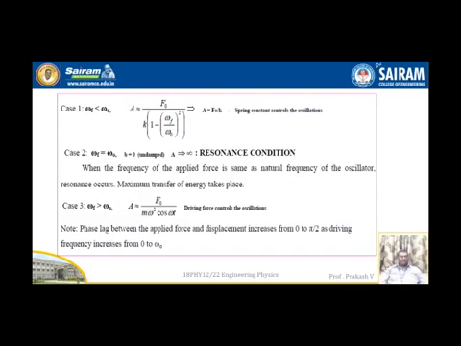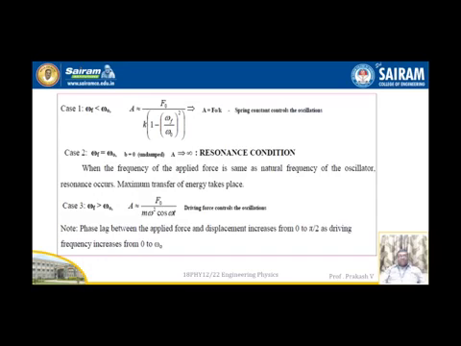The first case is ωf less than ω0. Here the value of A is approximately equal to F0/k × 1/(1 - (ωf/ω0)²). And the second case is ωf equal to ω0. When the frequency of the applied force is the same as the natural frequency of the oscillator, resonance occurs. Maximum transfer of energy takes place at that time.